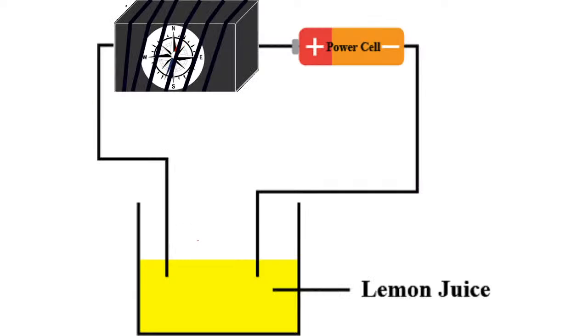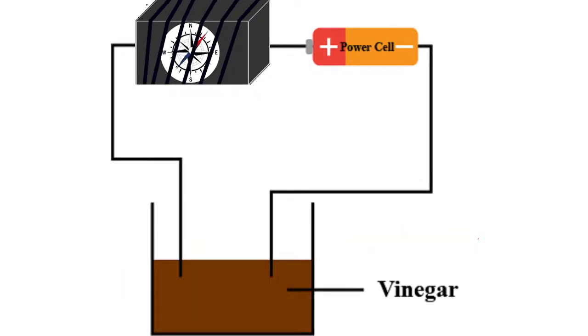Let us test lemon juice. You can see here the conduction tester is using a magnetic compass, and you can see the magnetic deflection. Lemon juice is acidic, so we know that this is conducting. So it is a good conductor of electricity. Now let us test vinegar. Vinegar is nothing but acetic acid, a type of weak acid. Again, it is showing deflection. That means it is a good conductor of electricity.